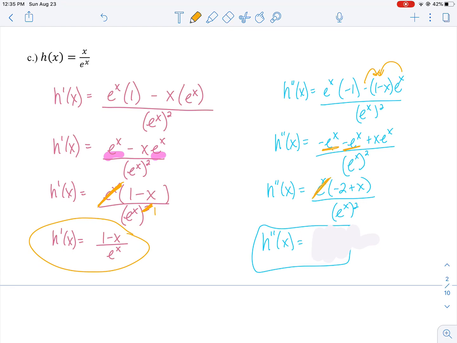I'm going to go ahead and reduce again the e to the x on the top with one of the e to the x's on the bottom. That left me with a final second derivative of -2 plus x over e to the x. So making sure you know all your derivative rules, and you can practice by taking not only first derivatives, but now second derivatives and even third derivatives and even fourth derivatives and so on.